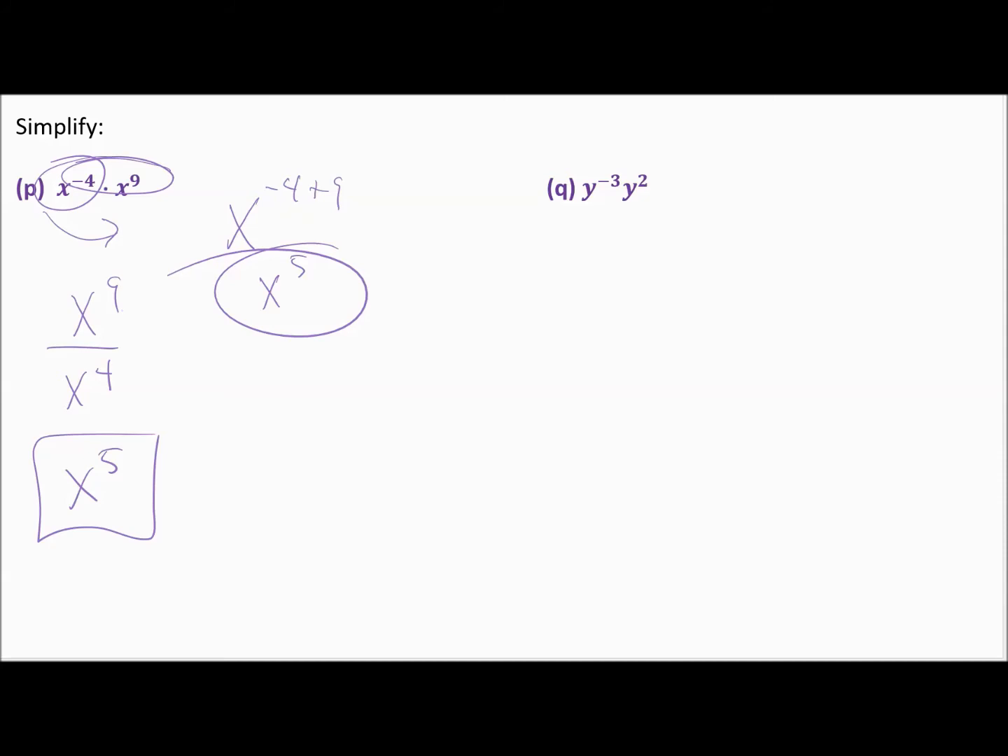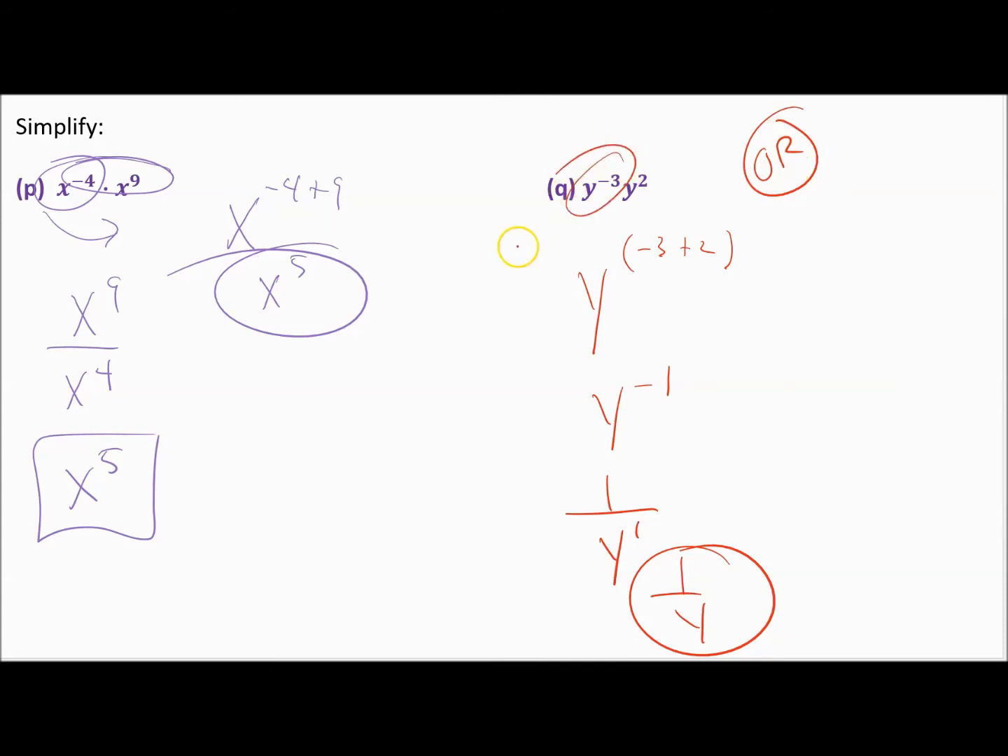So if we applied that to this next problem, all right, negative 3 and a positive 2, they're common base, which means you can add. This would be y to the negative 3 plus 2, right? Which would be y to the negative 1. And to write that as a positive exponent, that would be 1 over y to the first, which is really just 1 over y. Or you could say, hey, I got a negative exponent, let's make it positive. So the y squared stays on top, the y to the third stays on the bottom, and you all know that's 1 over y that way too.